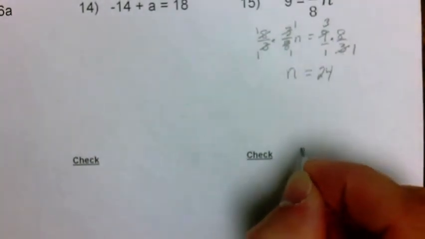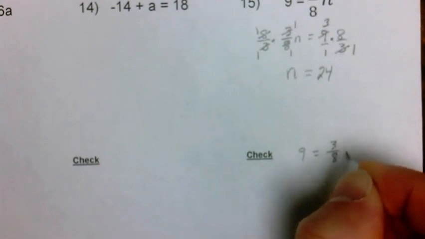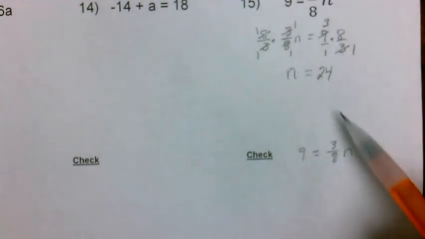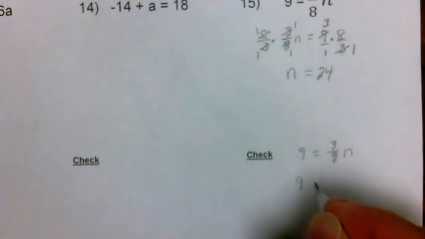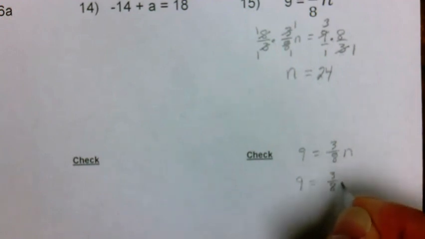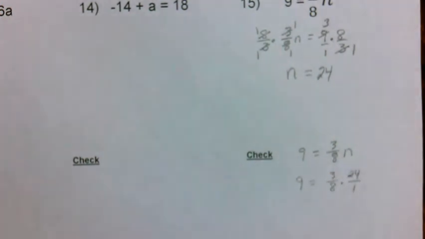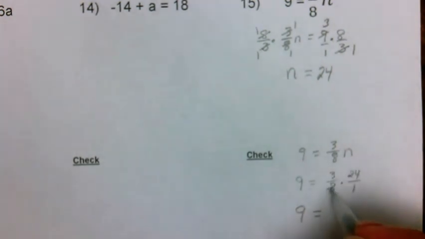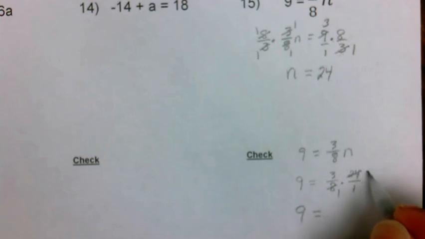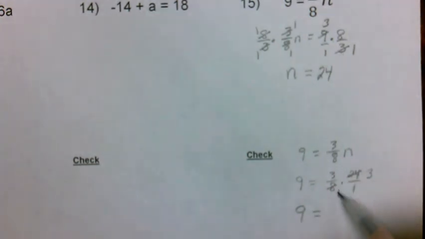So our equation said 9 equals 3/8 n. We think n is 24, so let's do the substitution. 9 equals 3/8 times 24 over 1. And on the left, that's still just a 9. On the right, 8 and 24 have a common factor of 8. 8 goes into itself once. 8 goes into 24 3 times. 3 over 1 times 3 over 1. 3 times 3 is 9. So 9 equals 9. And we know that n has a value of 24.